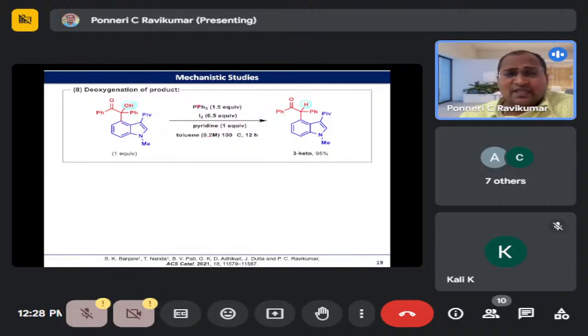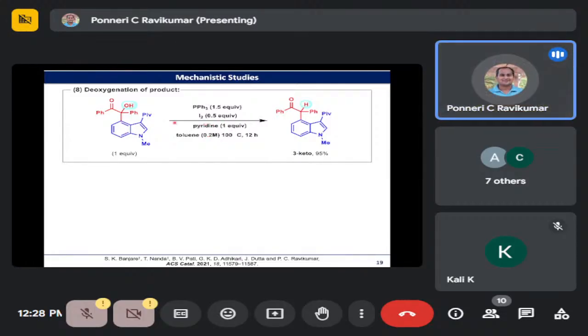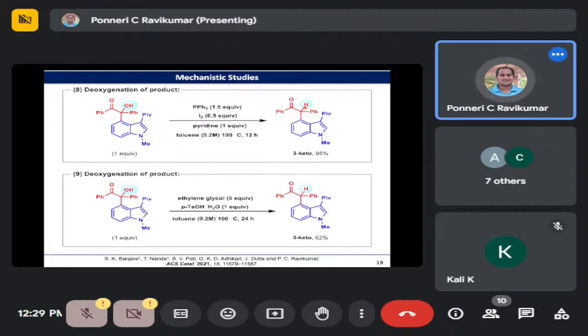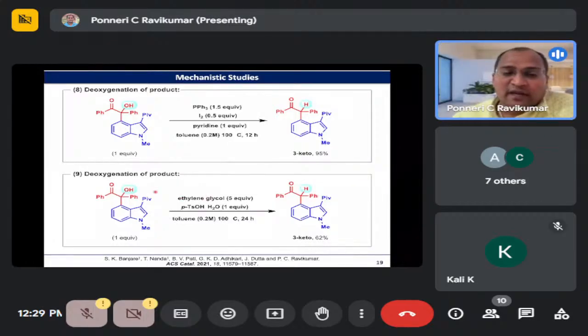So when we subjected this molecule to this condition, we were getting deoxygenated product. You can see here hydroxy is removed. In that place, we have this hydrogen. So we observe the same thing even in a different condition. So we were trying to protect this ketone using this protection condition. Even in this case also, we were getting this deoxygenated product. This hydroxy is removed, and in that place you are having hydrogen.